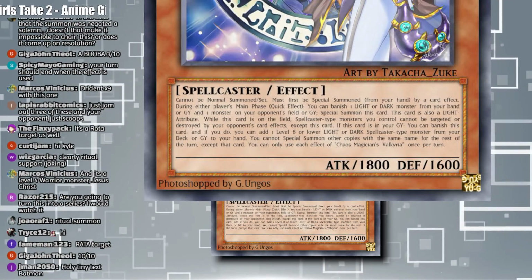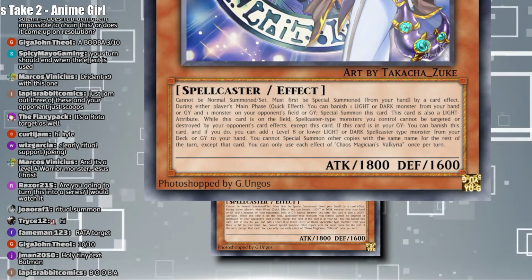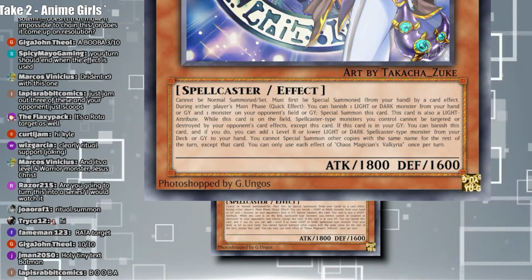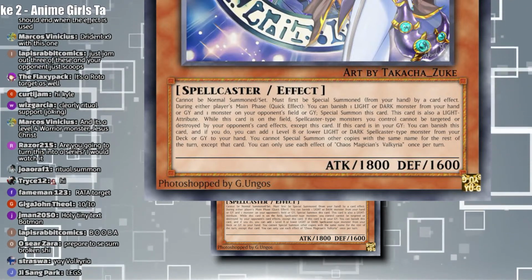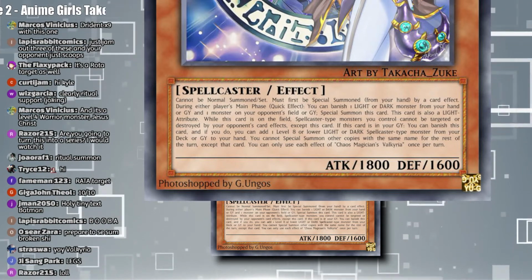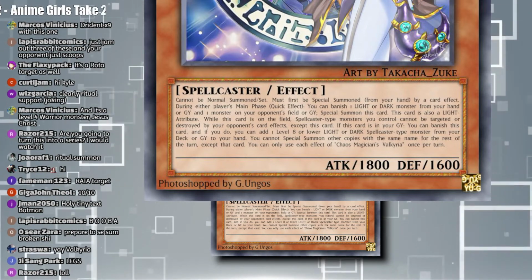Whoa. Banish a light or dark monster from your hand or graveyard and one monster on your opponent's side. So, it's cost removal.